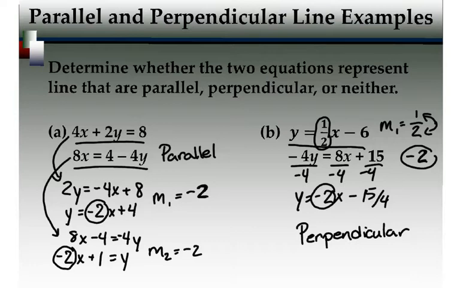Now, if one of them had a slope of 1/2 and the other had a slope of, say, +2, then they would be neither. They wouldn't be parallel and they wouldn't be perpendicular.